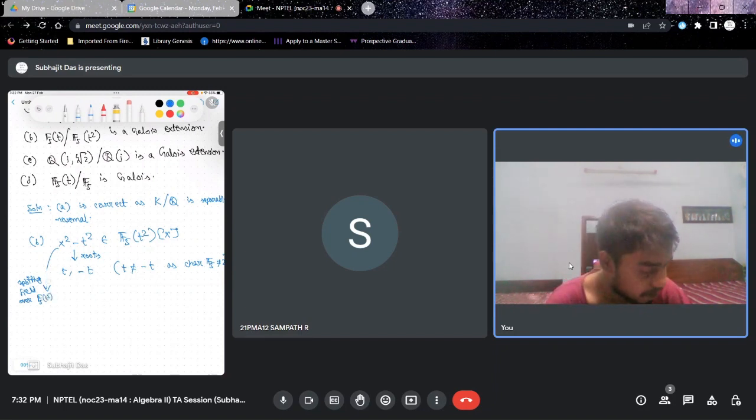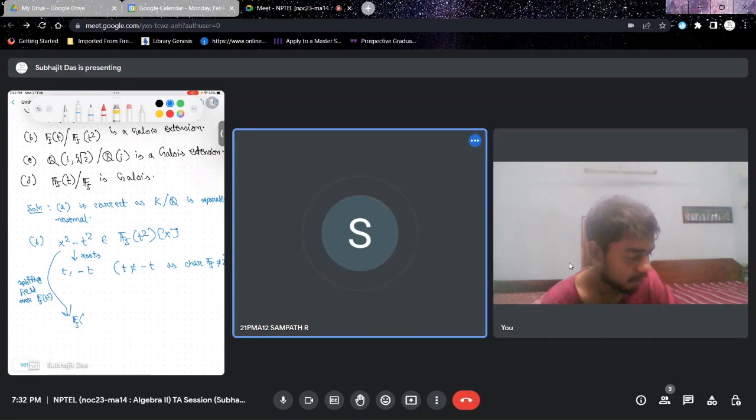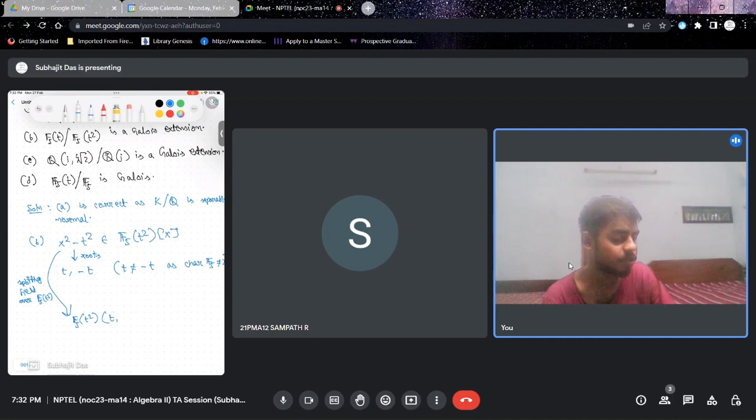Sorry, let me write it properly. Yeah, the splitting field over this base field is F5(t²) adjoined with the roots t and −t, which is equal to F5(t). So F5(t) is indeed the splitting field of some separable polynomial over the base field, right? And that is an alternate definition of a finite Galois extension, right?